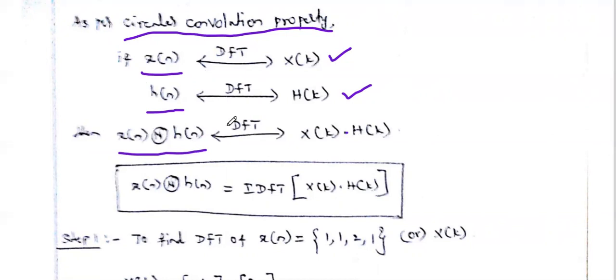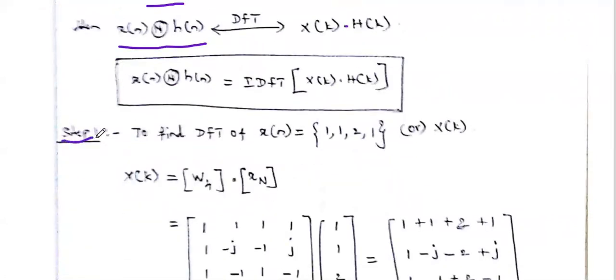In order to solve this problem, we have to follow four steps. In the first step, we have to find X of k. What is meant by capital X of k? We have to find the DFT of the first time domain sequence x of n. This is step number 1.